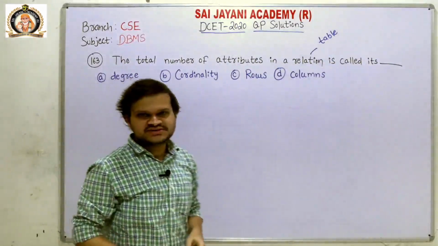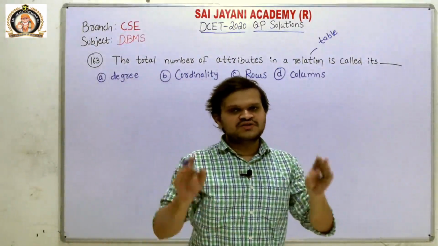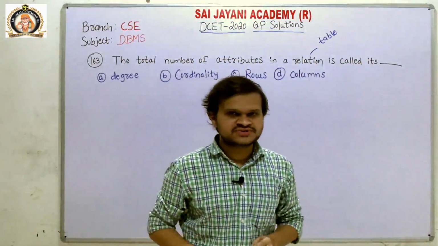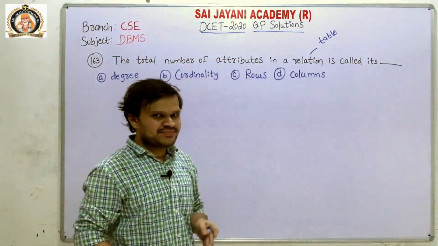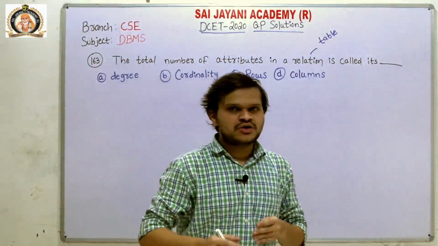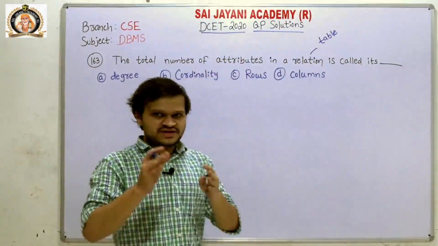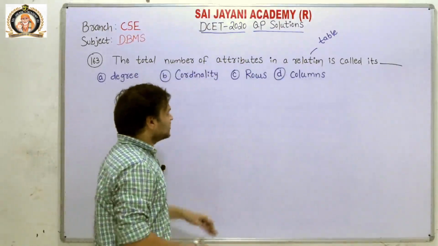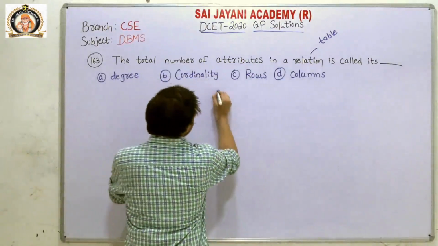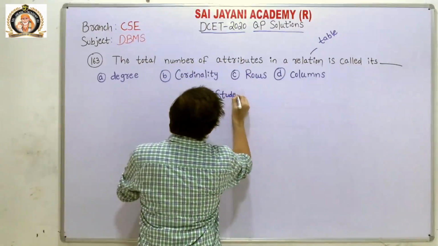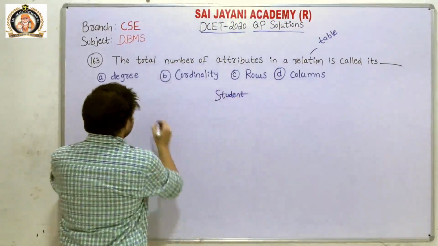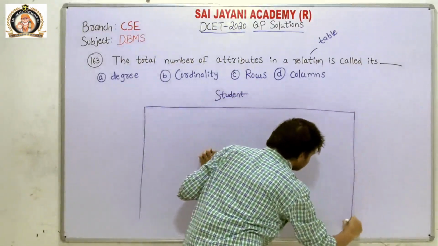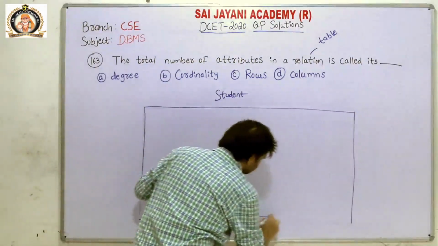In a relational database, the data is stored in the form of tables. That means the table contains rows and columns. Each row in a table is called a tuple or record. Similarly, each column in a table is called an attribute. For example, if you consider a student table, in the student table we have attributes as well as tuples.